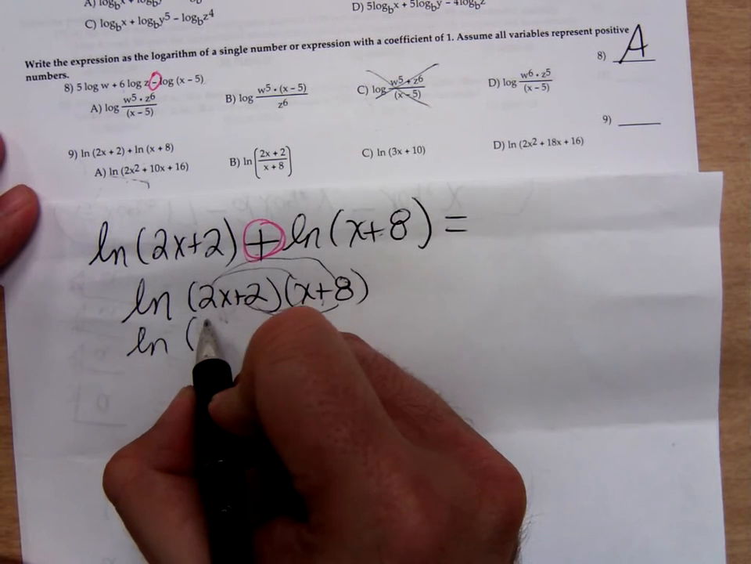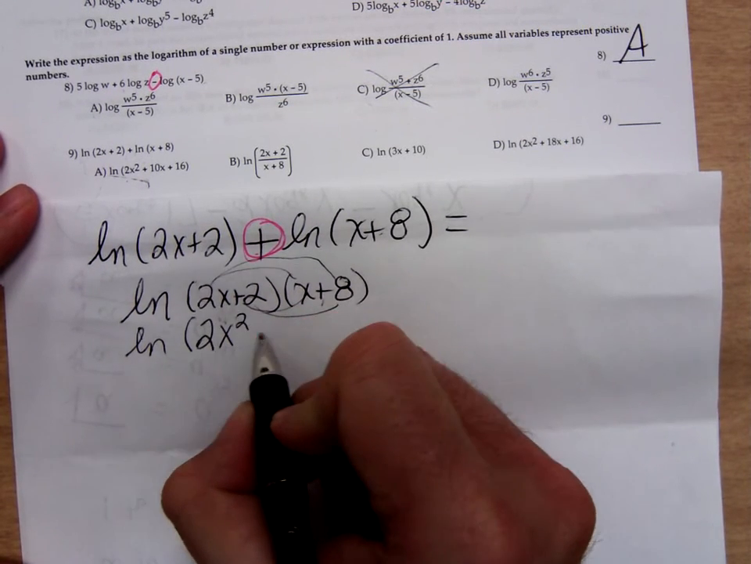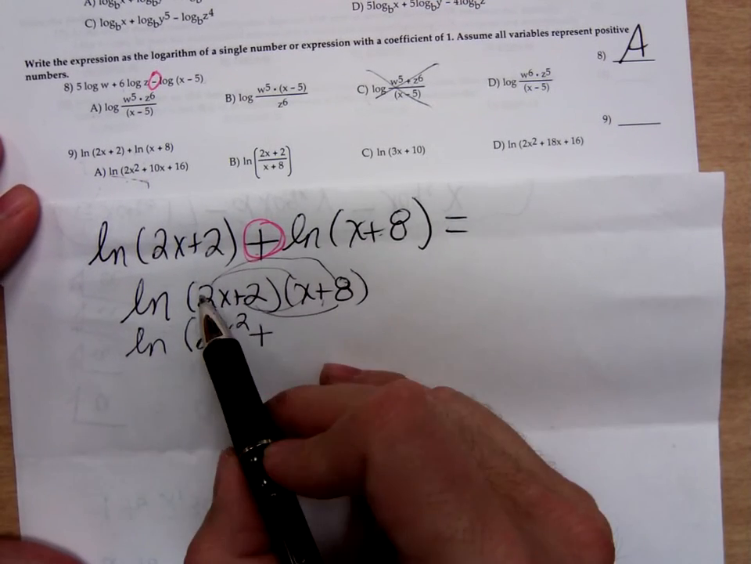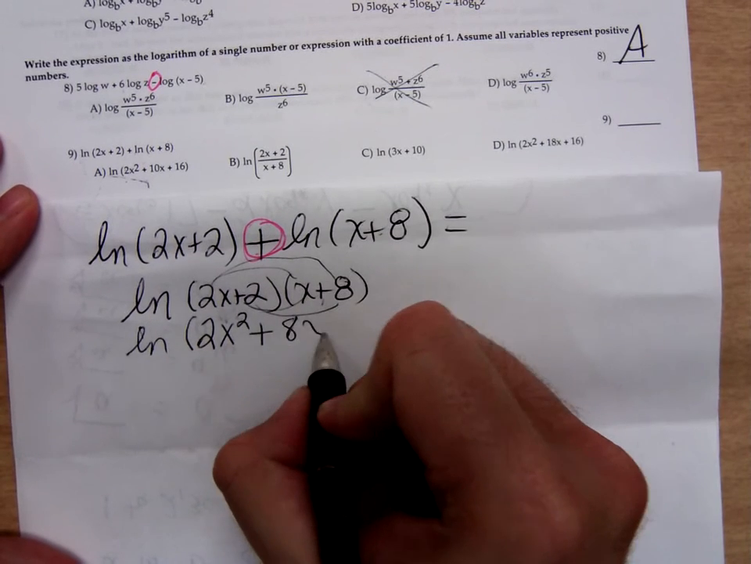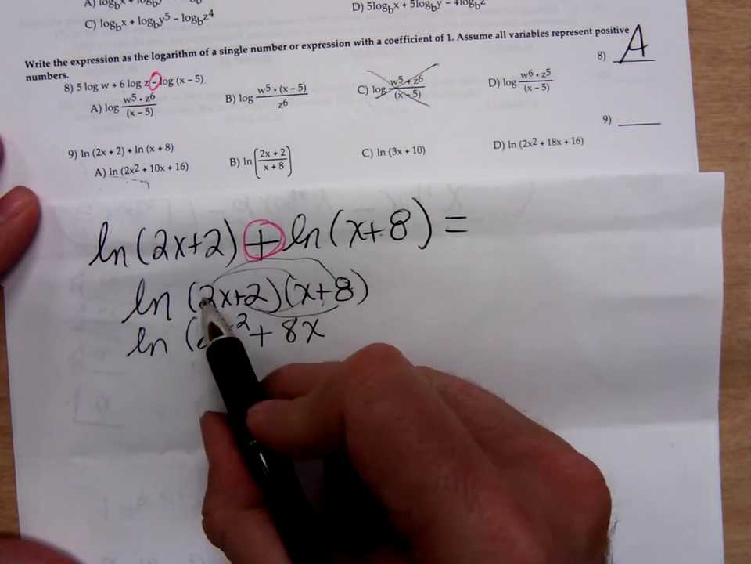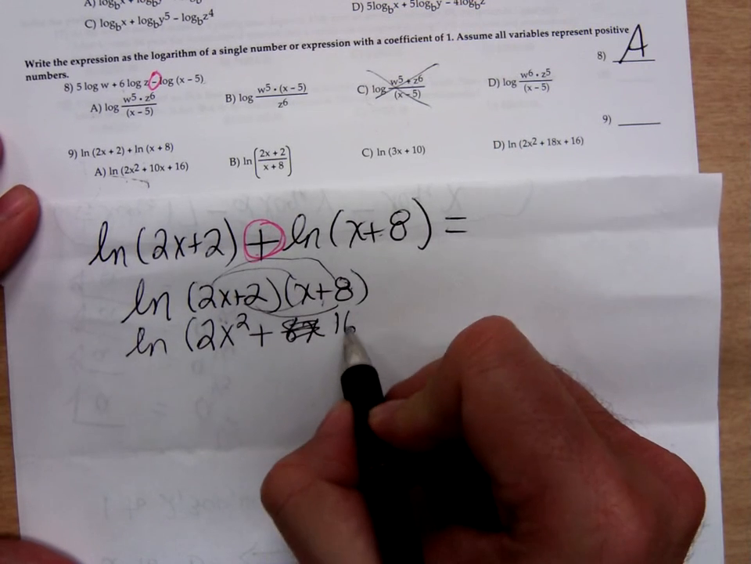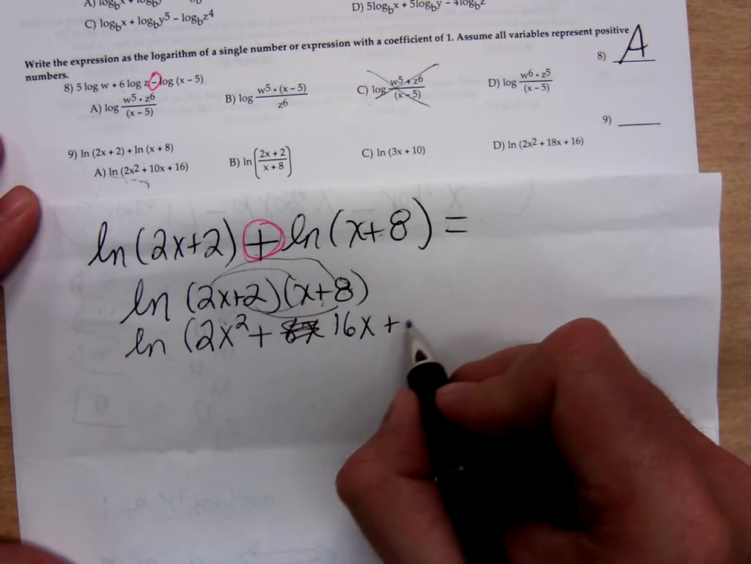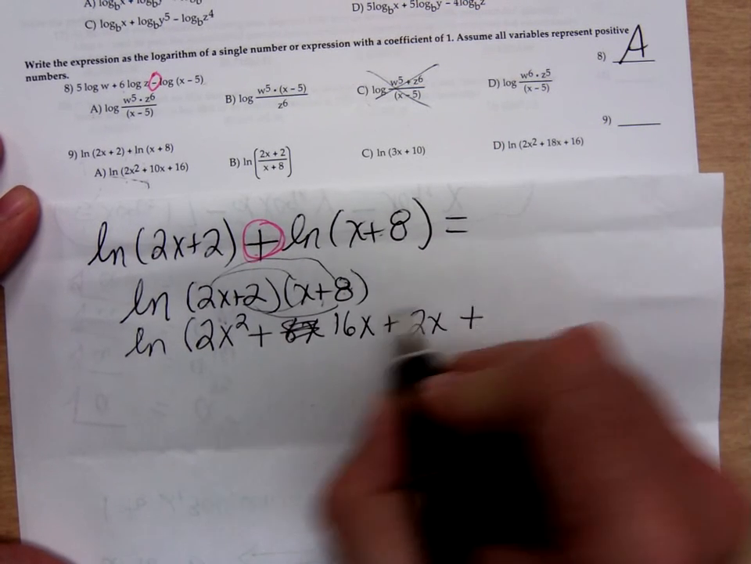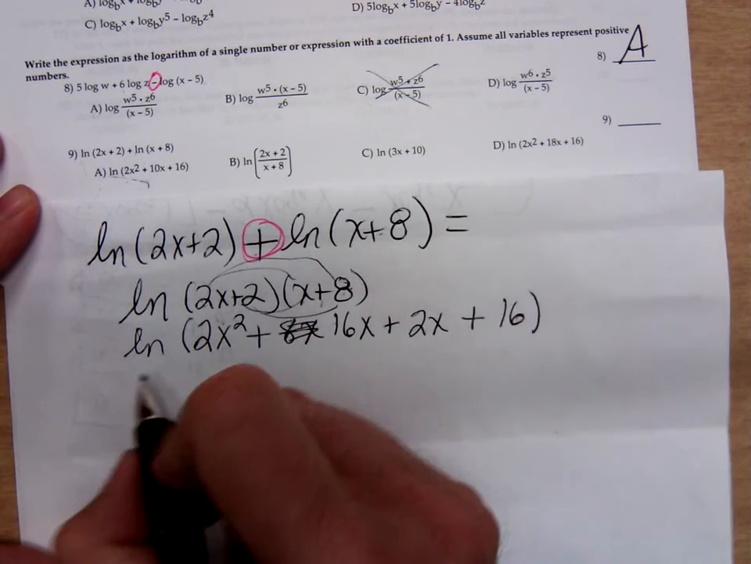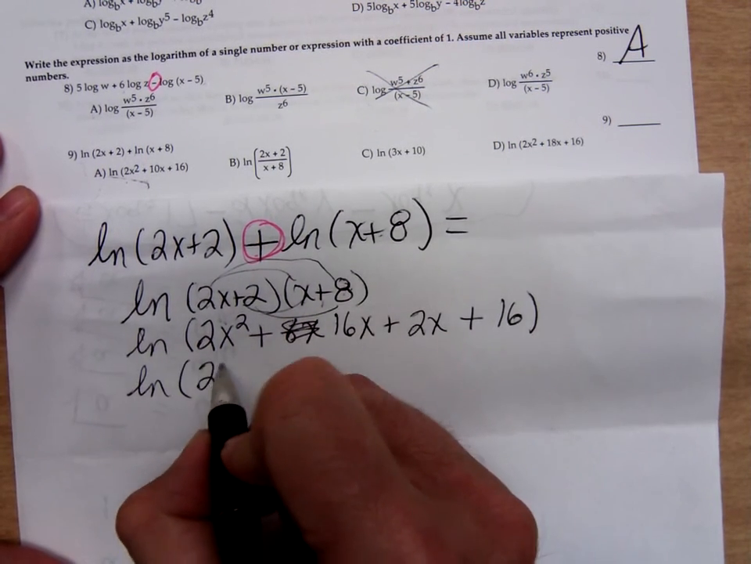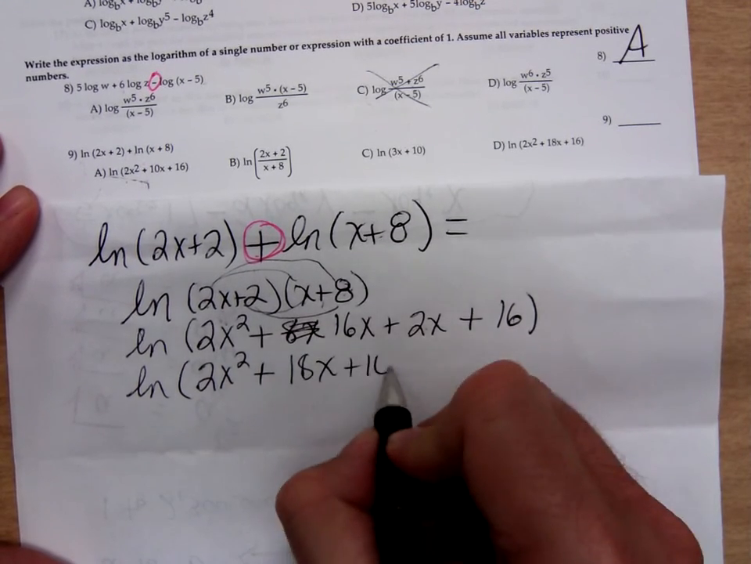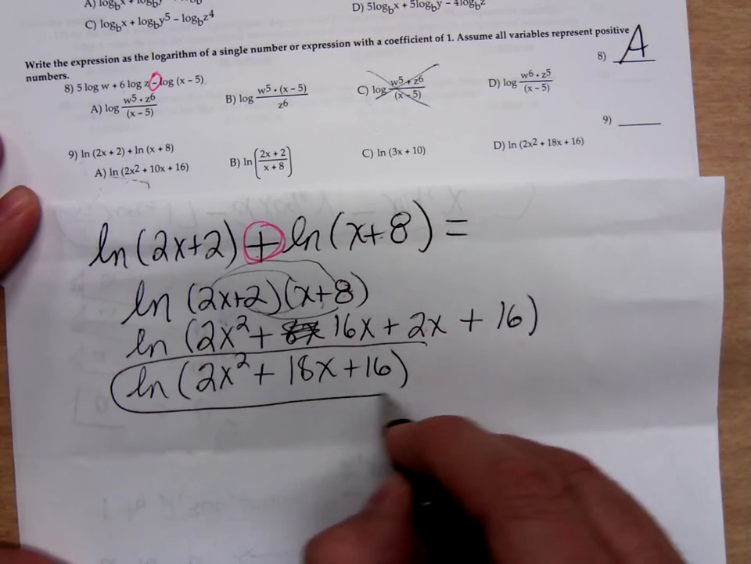I'd have 2x squared. So this course started very much like just a traditional algebra course. Plus, oh wait, what did I do? That's not an 8x, it should be a 16x, right? First, outer, plus another 2x, plus 16. So 2x squared plus, is that going to be a plus 18x plus 16? Let's see, is it D?